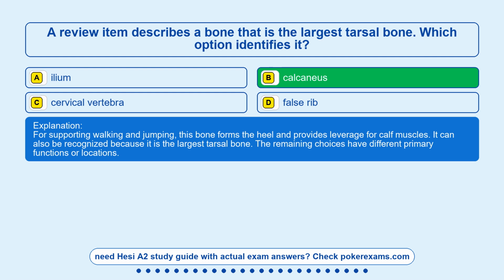For supporting walking and jumping, this bone forms the heel and provides leverage for calf muscles. It can also be recognized because it is the largest tarsal bone. The remaining choices have different primary functions or locations.